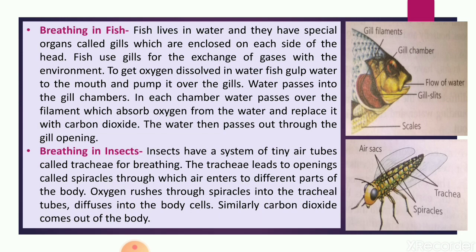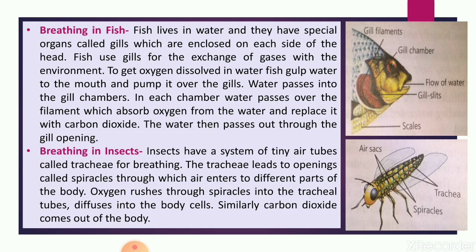Now, breathing in insects. All insects have tiny holes on the sides of their body called spiracles, and you can see these spiracles in the diagram. These spiracles are connected to a network of thin air tubes called tracheae, which are spread into the whole body of the insects. Breathing in all insects takes place through these spiracles and tracheae. Air which is rich in oxygen enters into the insects through spiracles, the holes present at the sides.